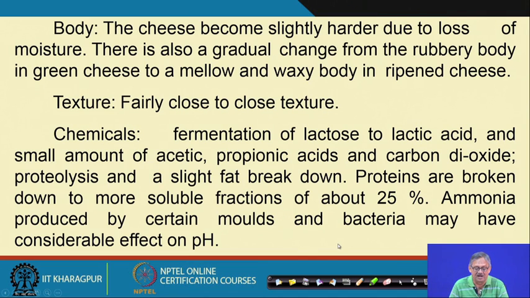Some body is also developed, texture fairly close, close texture. Chemical changes are fermentation of lactose to lactic acid and small amount of propionic acid and carbon dioxide, they are also formed. Proteolysis and slight fat breakdown, proteins are broken down to more soluble fractions of about 25%, ammonia produced by certain molds, and bacteria may have considerable effect on pH.